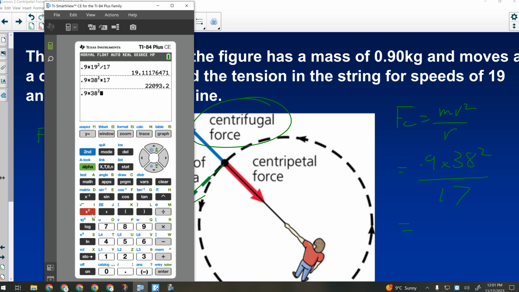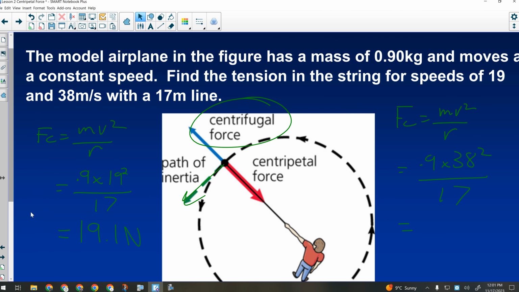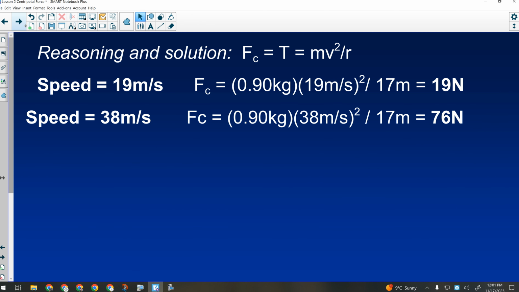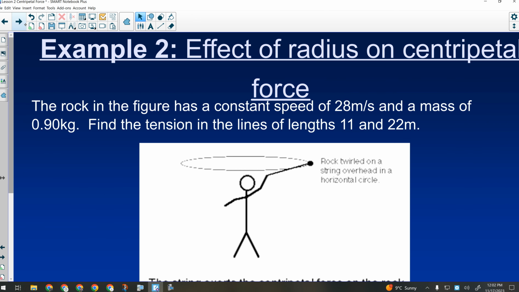Times 38 squared divided by 17. Okay, 76.44. I'm pretty sure that's 4 times greater than 19.1, but we can double check. Yep, looks good. Okay, everybody all right with that? So speed has that exponential relationship. Then radius obviously has an inverse relationship, but it's inversely linear. So if I double the radius, I will decrease the necessary centripetal force by 1/2. So it's a linear relationship there.